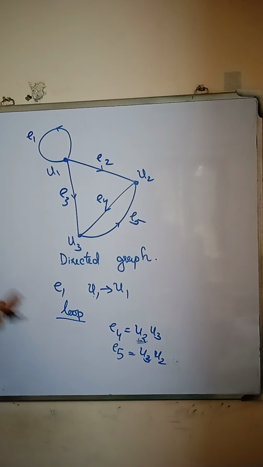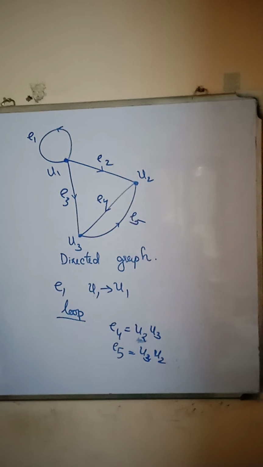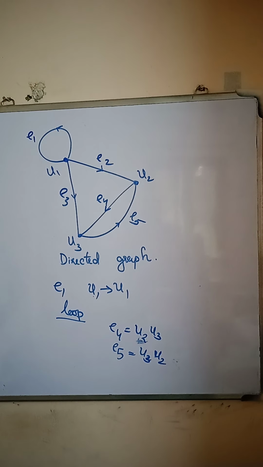A graph without loops and parallel edges is known as a simple graph. This is not a simple graph. If a graph has no loops and no parallel edges, then that graph is known as a simple graph.